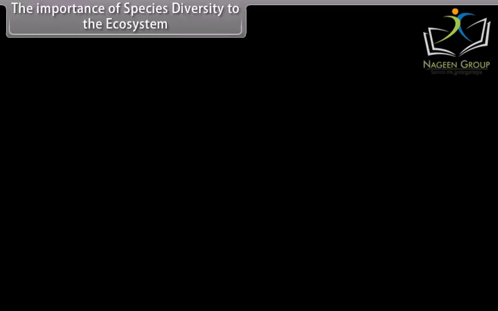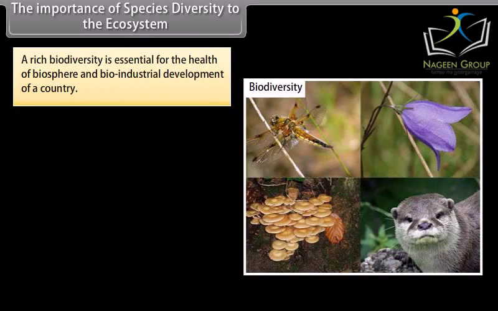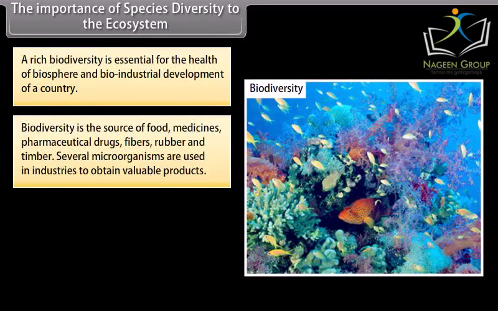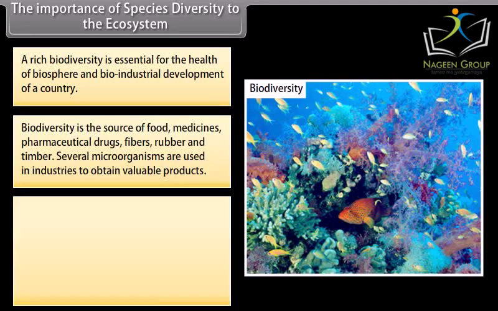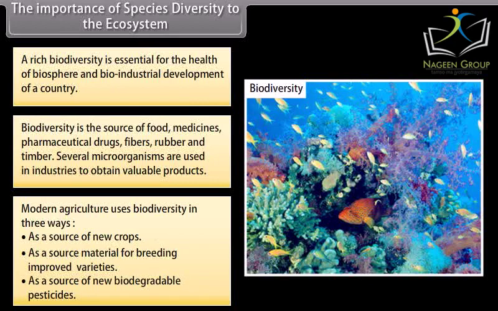The importance of species diversity to the ecosystem. Rich biodiversity is essential for the health of biosphere and bioindustrial development of a country. Biodiversity is the source of food, medicines, pharmaceutical drugs, fibers, rubber, and timber. Several microorganisms are used in industries to obtain valuable products. Modern agriculture uses biodiversity in three ways. As a source of new crops, as a source material for breeding improved varieties, and as a source of new biodegradable pesticides.